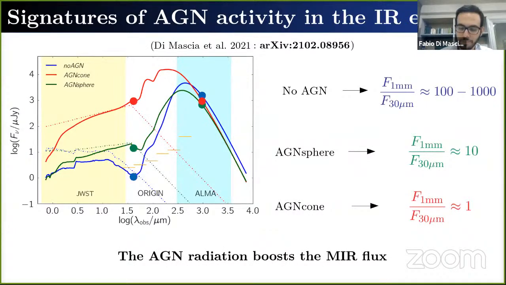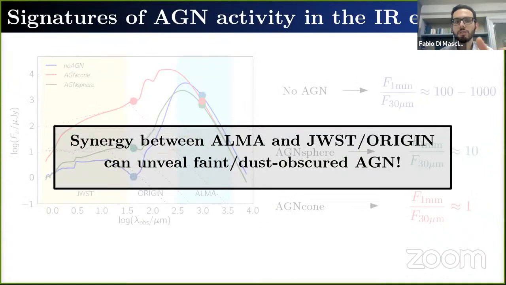mid-infrared flux. As a consequence, if we exploit the synergy between ALMA, so observation in the far infrared, and observation in the near infrared, like with JWST or the proposed Origins mission, it will be possible to unveil faint and/or dust-obscured AGN.